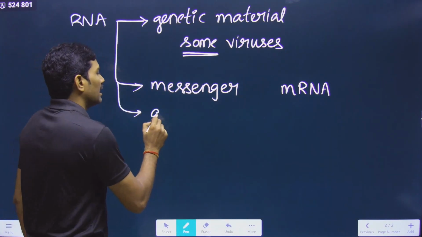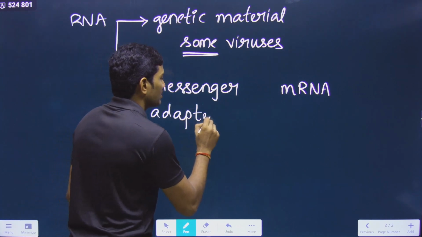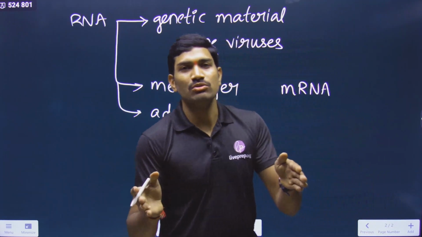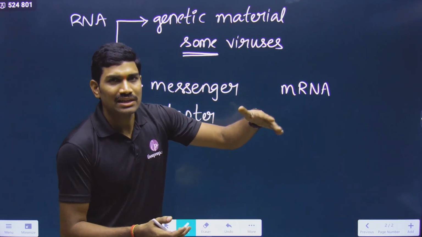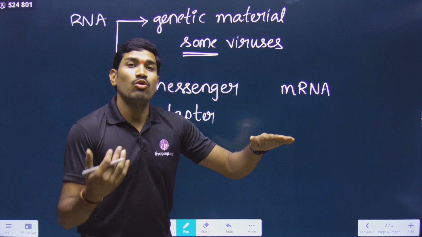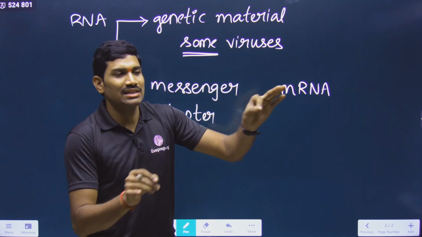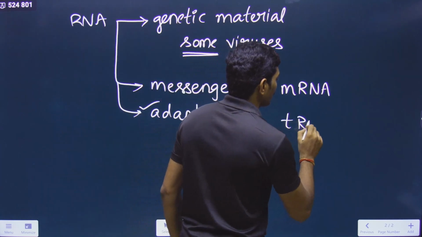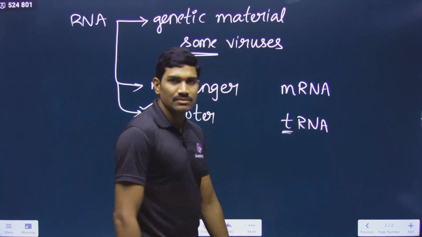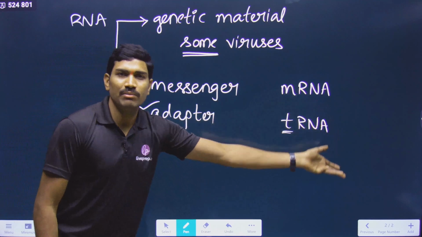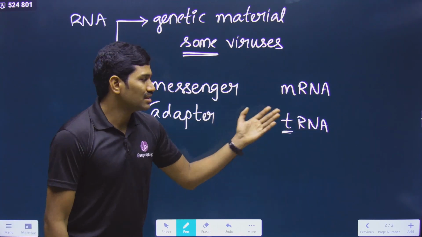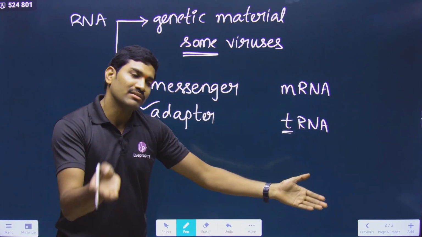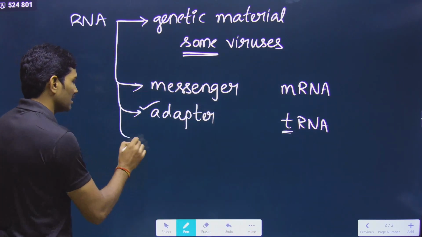Not only this, RNA is also acting as adapter. What is the meaning of adapter? Adapter means connector. It is connecting two things. What are the two things? One side it will connect amino acid, the other side it will connect codons present on mRNA. Since it is connecting two things, it is called an adapter. And who will act as adapter? tRNA. What does this T indicate? Transfer RNA. It is transferring amino acids needed for protein synthesis. That's why it is called transfer RNA, adapter RNA. There is another name called soluble RNA that we will study in the regular chapter.